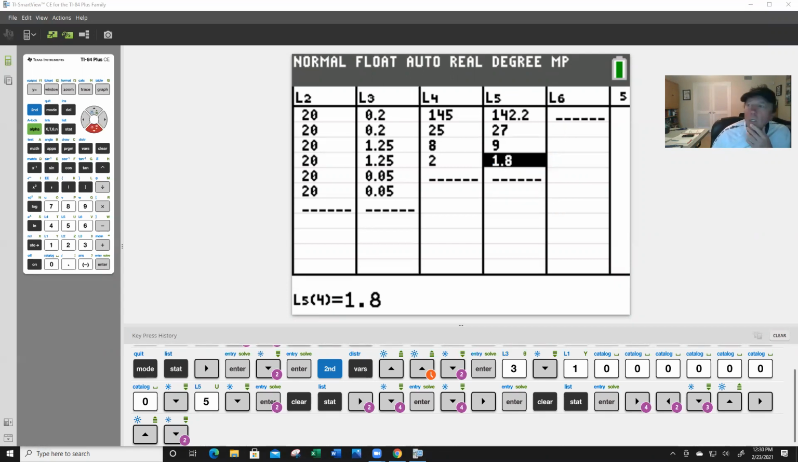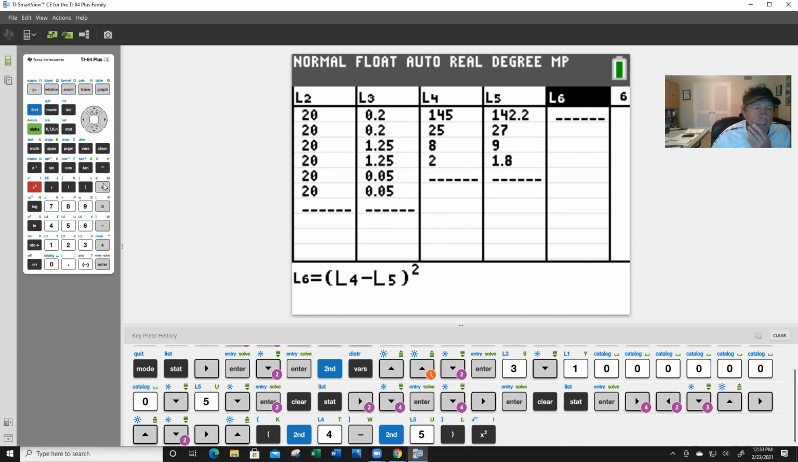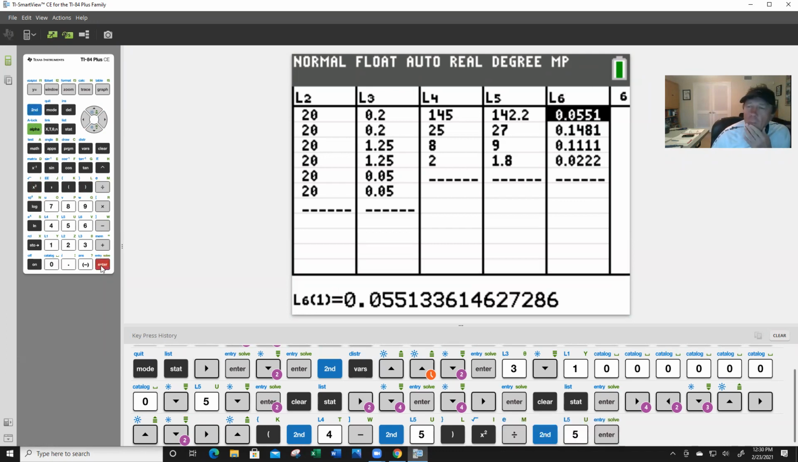So what I'm going to do is go over to L6. I'm going to calculate this. Parentheses, observed, which is L4, minus expected, which is L5, squared, divided by L5. All right, (O minus E) squared divided by E. There we go.